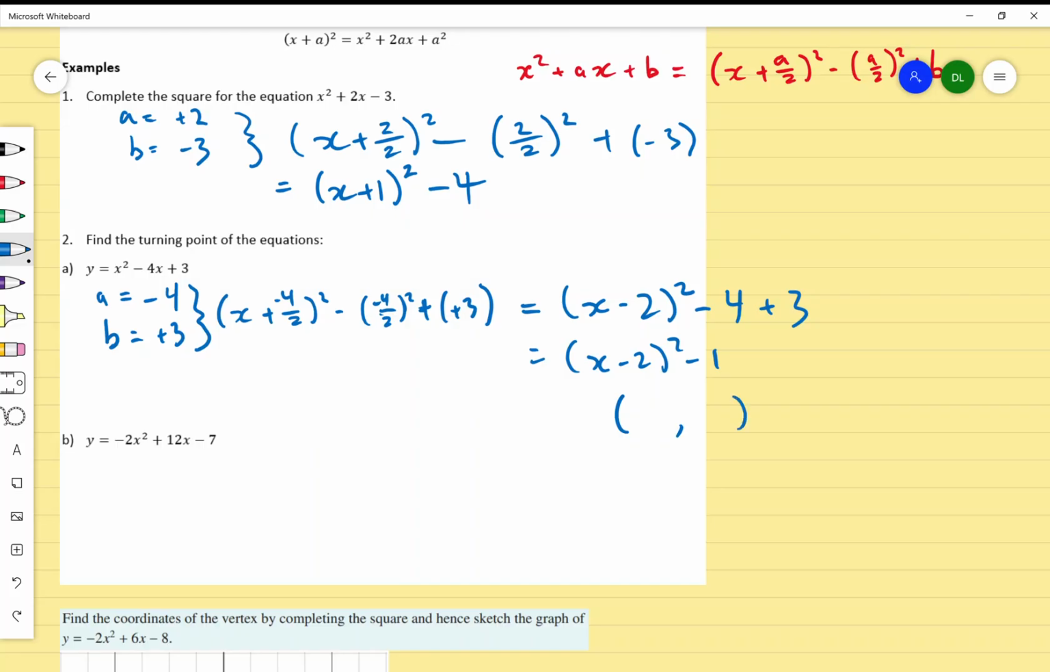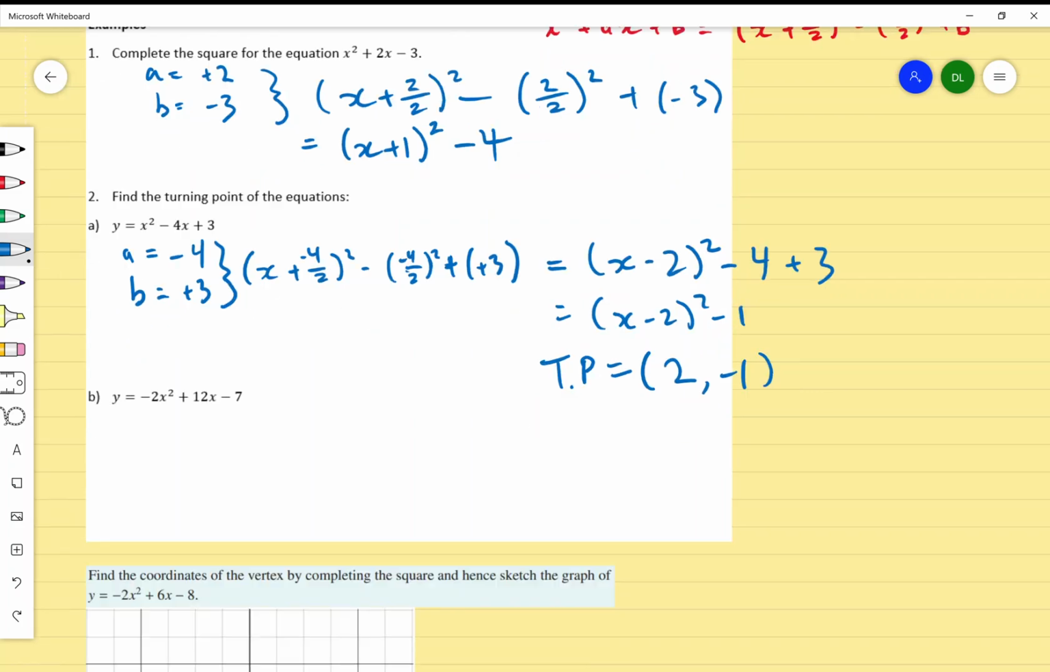Awesome, HK, Hong Kong, right? So what's my K value? The K value is -1. Easy, my H value? Good, positive 2. That's it, that's my turning point. TP equals that. Does that make sense? Awesome. One more algebraic example, then we'll just do a graph and we're done.